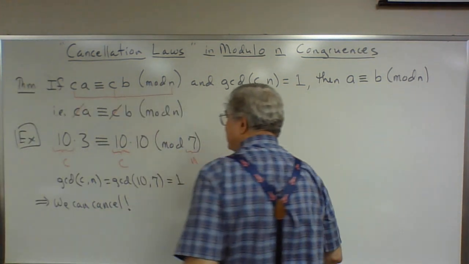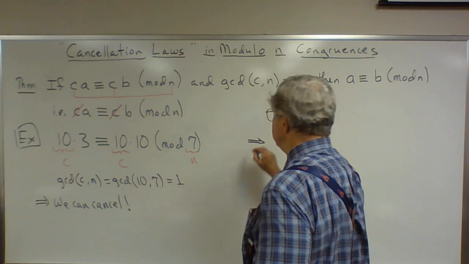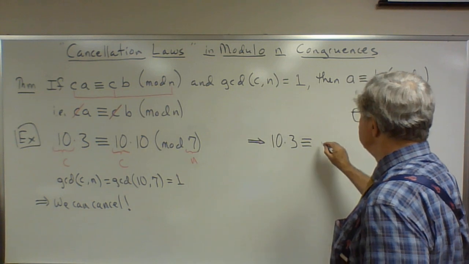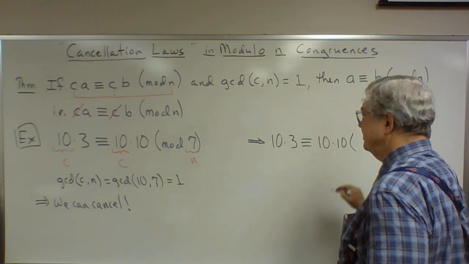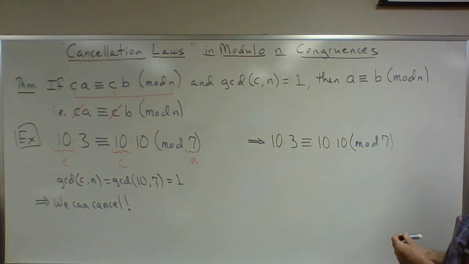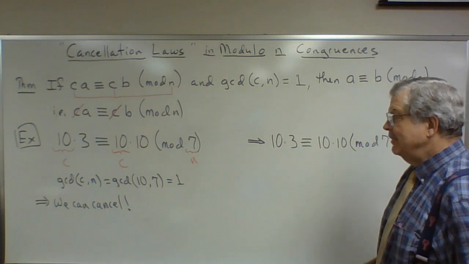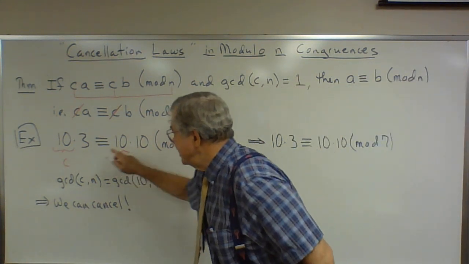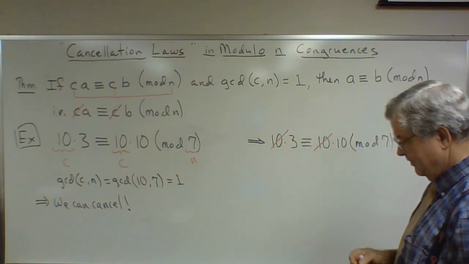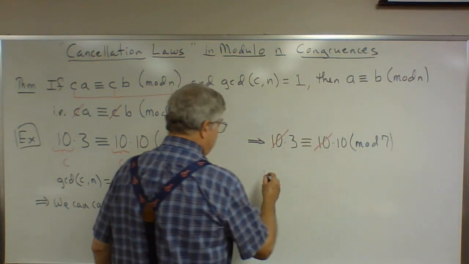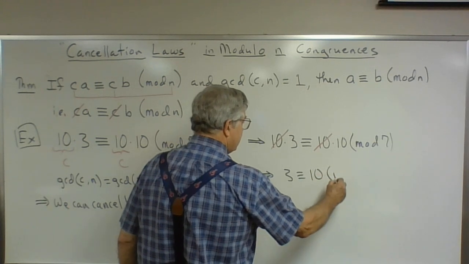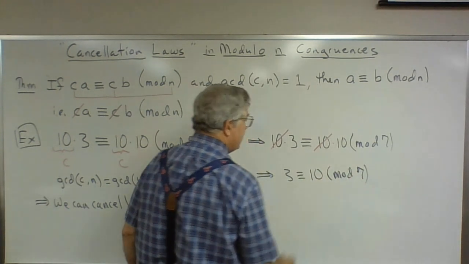I don't have much space at the bottom, so let me do it over here. I have 10 times 3 congruent to 10 times 10 mod 7. And we just figured out that we could cancel the common factor from both sides. So we go zip, zip, and that leaves us with 3 being congruent to 10 mod 7.